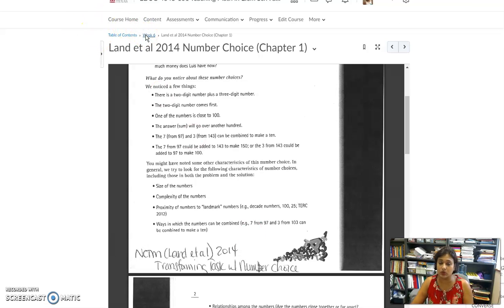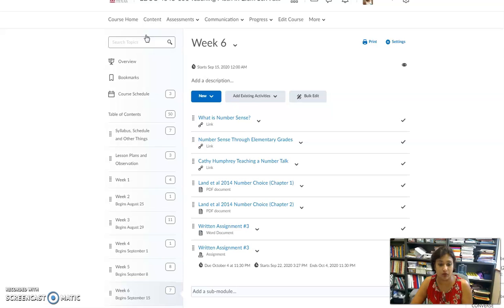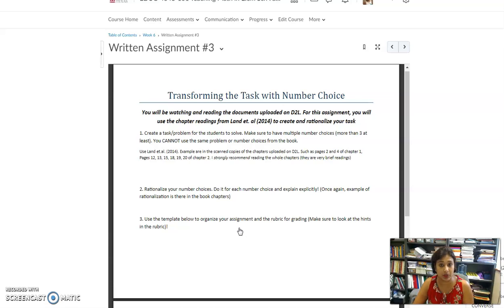This is also going to be gauged by your assignment for this week. So this is your assignment 3. For assignment 3, you are going to create a task or a problem that students have to solve. It will be a real world problem and you will have multiple number choices, at least more than 3. 4 to 5 are the best. I'm going to show you some examples in just a second, and then you are going to rationalize why you chose your number choices. How does each number choice given to the student help them build understanding? Okay, so let's look at an example and then we will come back to the assignment.